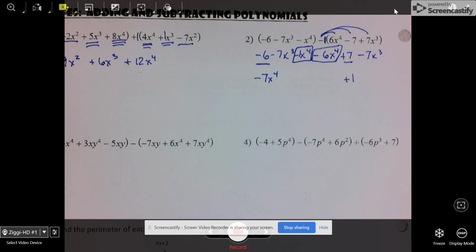I'm going to skip over number 3. I'll let you. Actually, I'm going to skip over number 4. I'll let you do that one. I'm going to do number 3 because there's some weird combinations here. So again, I have this minus, so I'm going to distribute this -1.